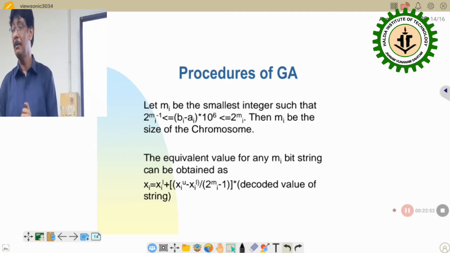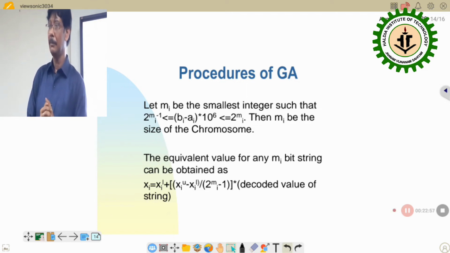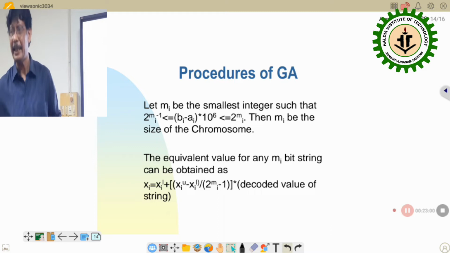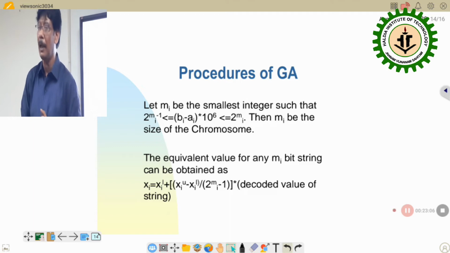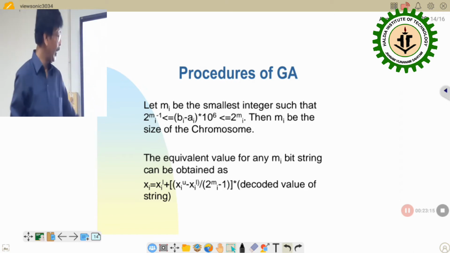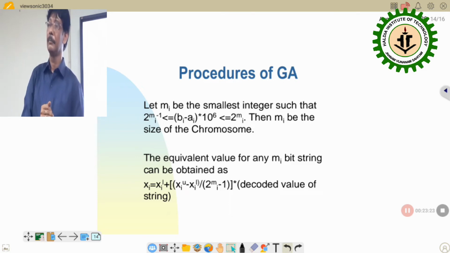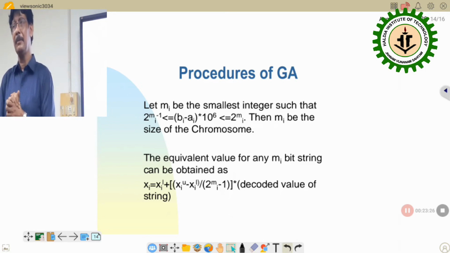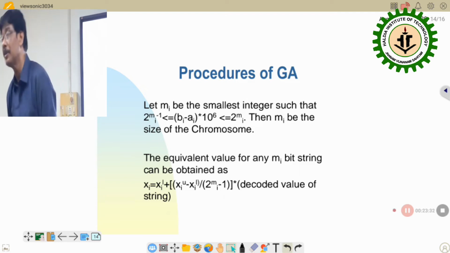What do you mean by the decoded value? Say for example 1011. Coming from the right hand side, right to left: 1 into 2 to the power 0 plus 1 into 2 to the power 1 plus 0 into 2 square plus 1 into 2 cube. That is called the decoded value. So you will get the decimal value of x from the binary numbers, and that value of x you will put in the function x square minus 3x plus 2. For all the solutions you will get values like that, and from there you have to calculate which one is the fit chromosome and which one is not fit.